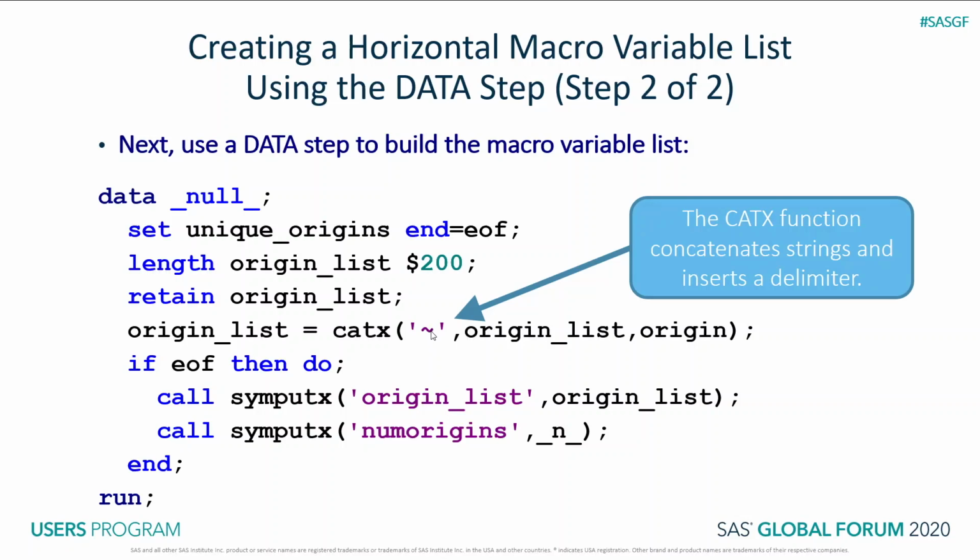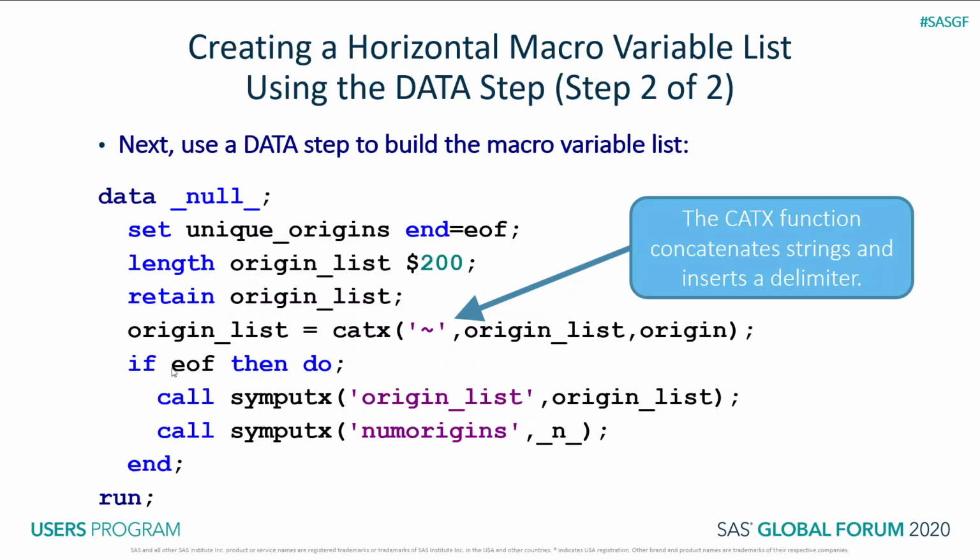Now, the first time through the data step, when we read in the first record, origin_list is missing. It's blank. There's nothing in it. Origin has the first value that we read in from the data set, which was Asia. So when we call CATX, if we give it a missing string, it will not insert a delimiter. It's smart enough to not do that, which is great. It makes it very convenient. So what we'll end up with is CATX of missing and Asia will just be Asia. So the first time through, origin_list equals Asia.